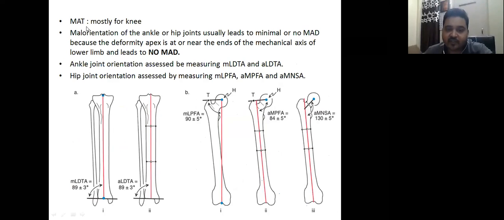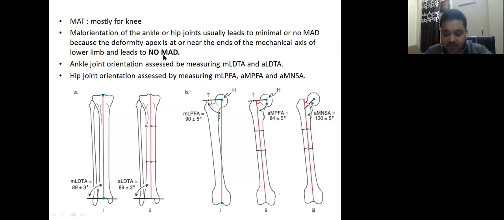Generally, most of the deformities are in and around the knees. In the majority of cases, we see the deformities around the knees. Malrotation at the ankle and hip also contributes, but contributes very little or no mechanical axis deviation, because the deformity in the proximal femur or near the ankle is very near to the ends, and mostly it leads to no mechanical axis deviation.